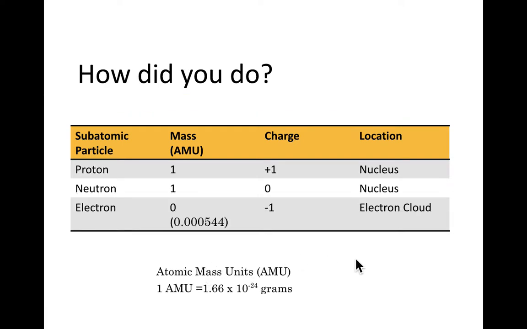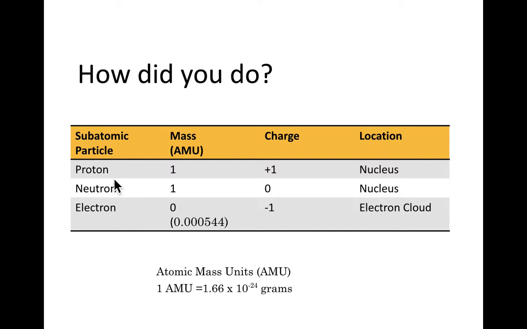So you should have done this. The 3 components of the atom are the proton, the neutron, and the electron, and they're called subatomic particles because they make up the atom. Their mass is measured in something called atomic mass units, which is a very, very small unit. In fact, one atomic mass unit is 1.66 times 10 to the negative 24th grams. So they're very, very small.